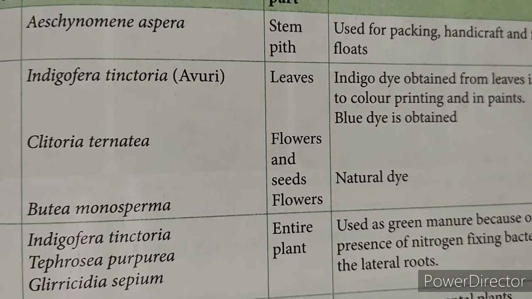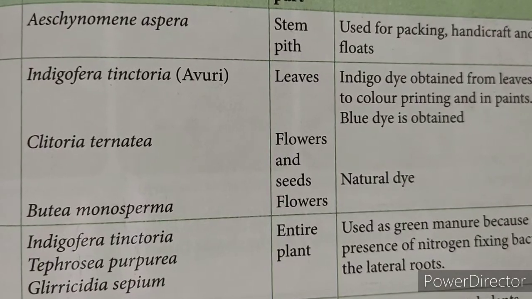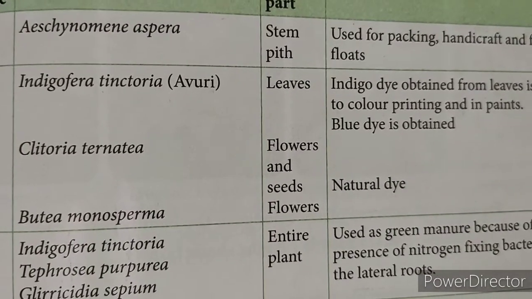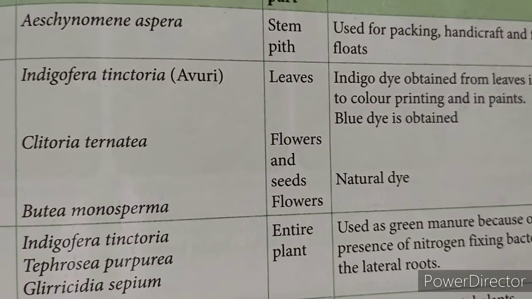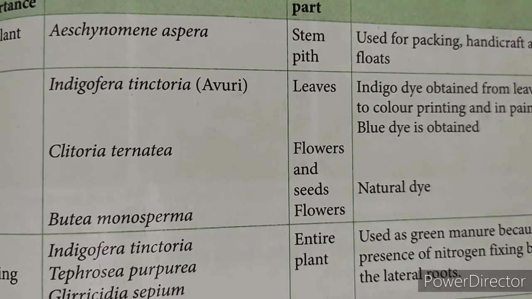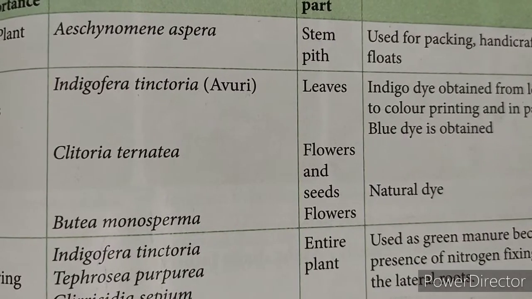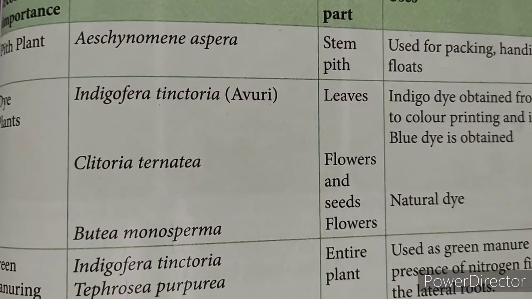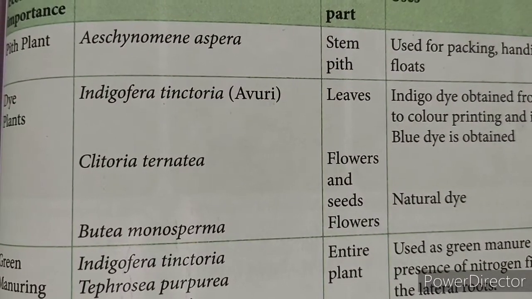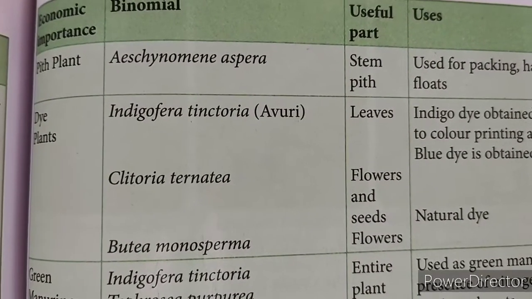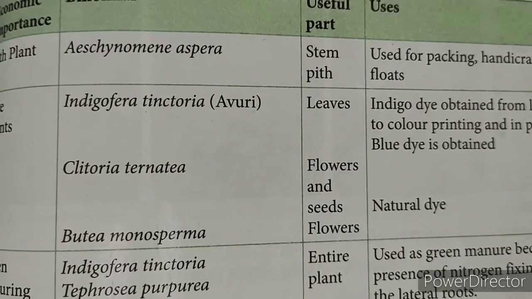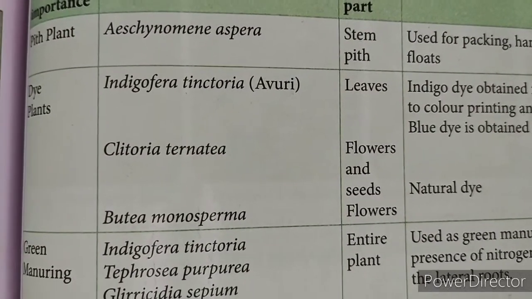They are using this for making packing materials, for handicrafts, கைவினை பொருட்கள், and for fishing floats. Fishing floats means what? When they go for catching fish, they use a net, not like a rope but made of fiber, like a plastic sheet. That is called fishing floats, which they use to catch the fishes.